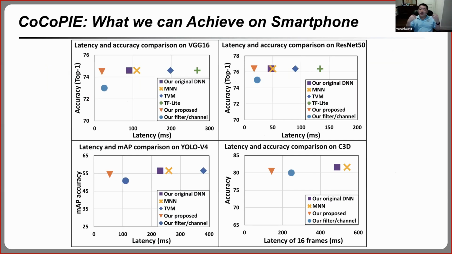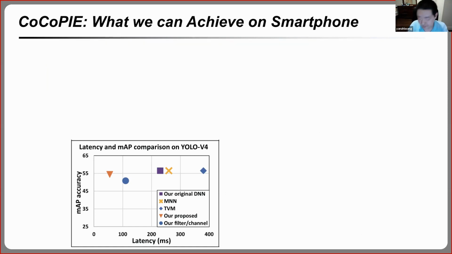And we're going to see where this kind of gain comes from: how much gain is from the compiler and how much gain is from compression. We're going to make a summary here. So here are the results on VGG, ResNet, YOLO V4, and C3D, which is actually for activity detection. We show the YOLO results on the COCO dataset as an example here.